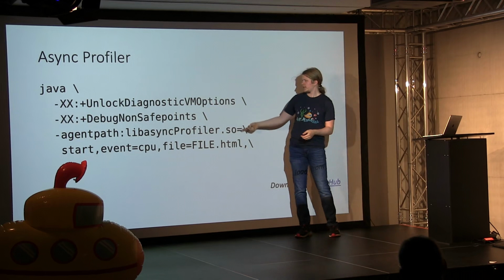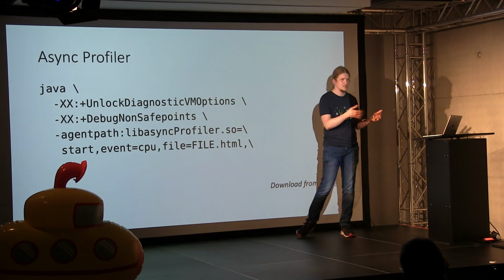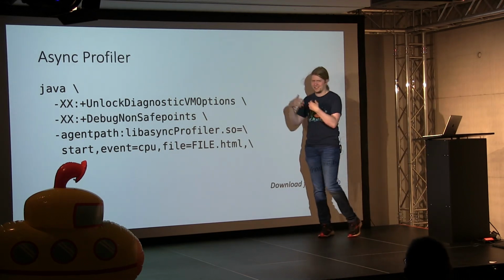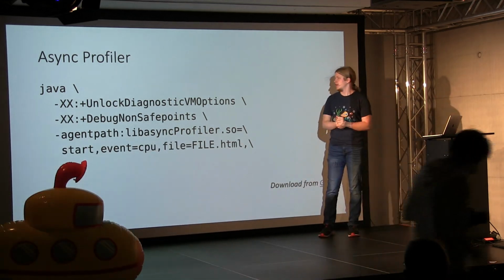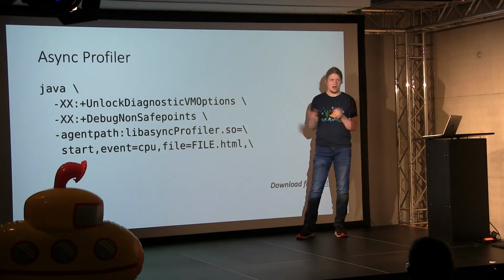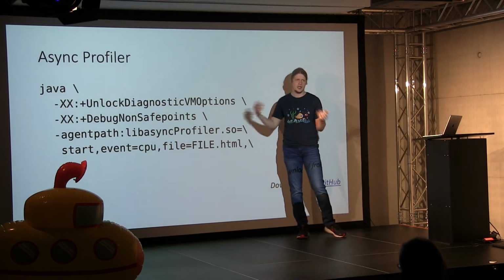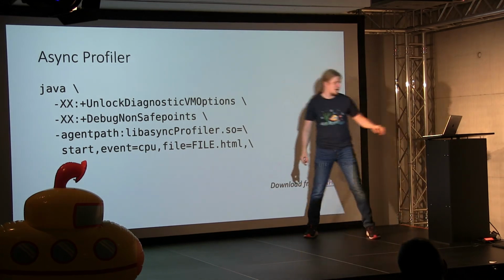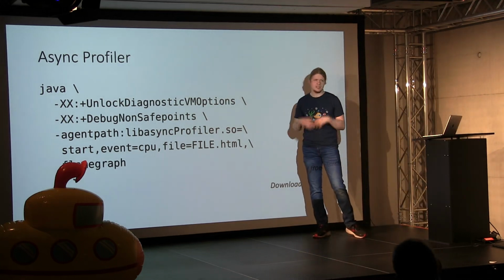Then you tell it to use this agent. You can download this SO file. It's on Unix, it's an SO. On Windows it doesn't exist, because Async Profiler doesn't have any Windows support in the open source world. JetBrains has one, but it's sadly closed source. So then you have your library, and you tell it to please start, and you tell it which CPU events to listen to. Usually you want to use CPU or wall clock, and then you tell it which file to store your flame graph in, and then it makes a flame graph.